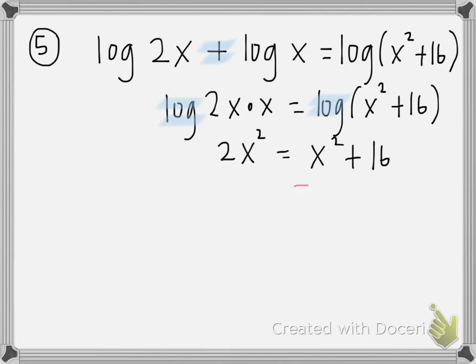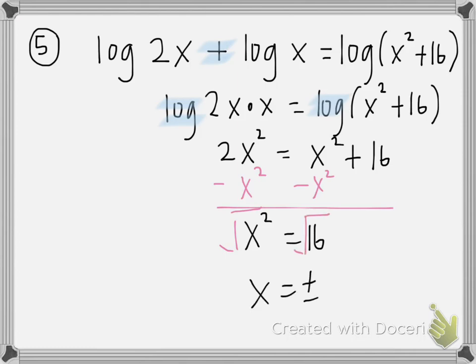So now I would solve. Subtract x squared on both sides, and you're going to get x squared is equal to 16. And what can I do? Remember, we could use the square root property here. And so x is going to be equal to plus and minus 4. Those are my answers.